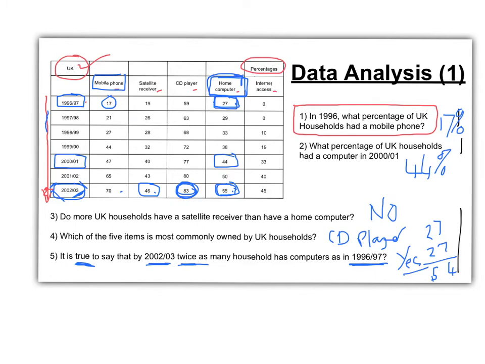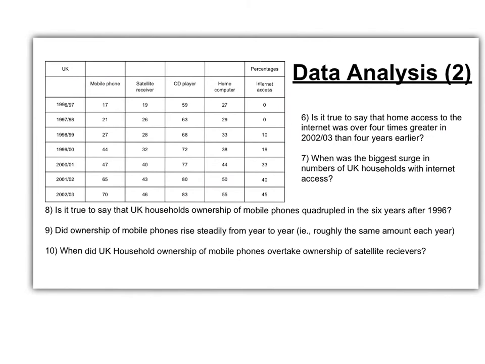Okay, so that's the first set of 5. Now we've got some more questions. We've got question 6: is it true to say that home access to the internet was over 4 times greater in 2002 than 4 years earlier? Question 7, so I'm doing the same strategy. I'm reading the questions to give me a feeling of each one before I tackle them individually, and then I'm going to look at my table again. So it's the biggest surge in numbers. This is quite interesting because I've got to think, what does a surge mean? How can I represent a surge in the data?